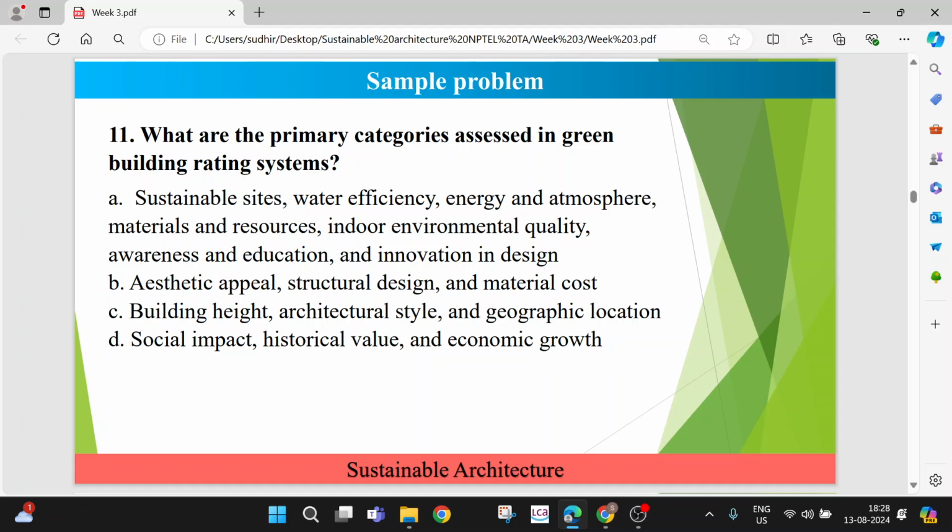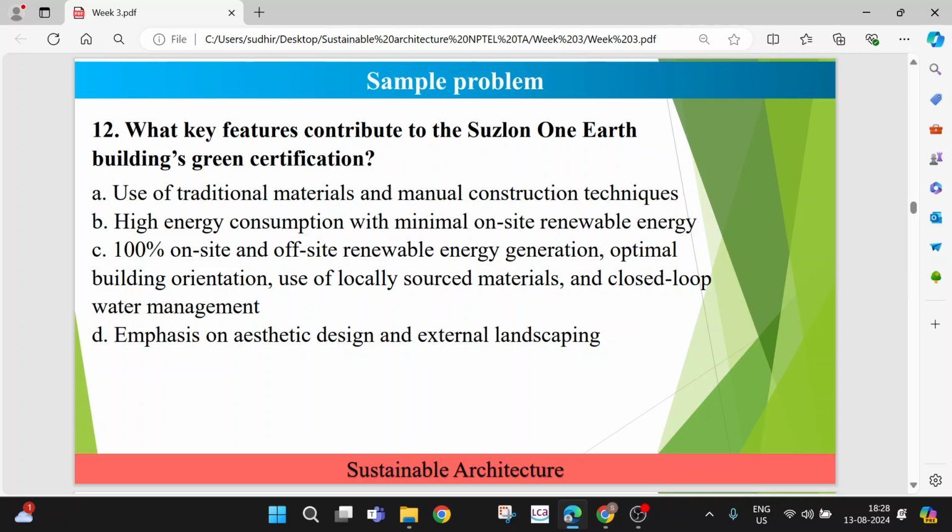Okay, then we can move to question 12. What key features contribute to the Suzlon One Earth? Option C. Okay, Sarad is giving option C.